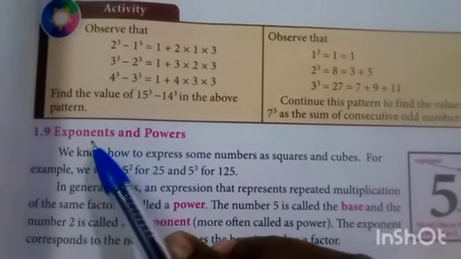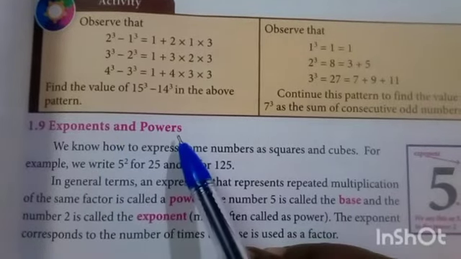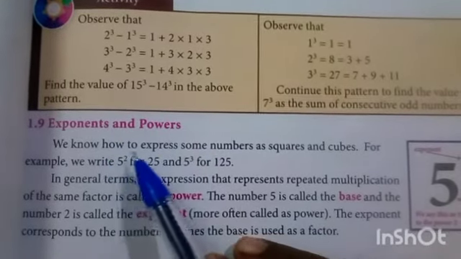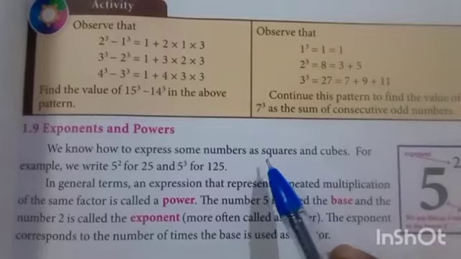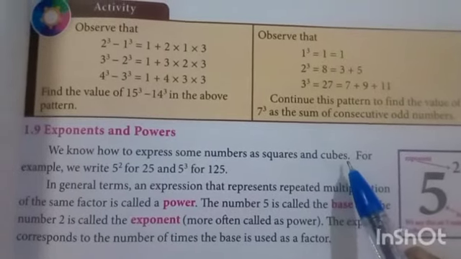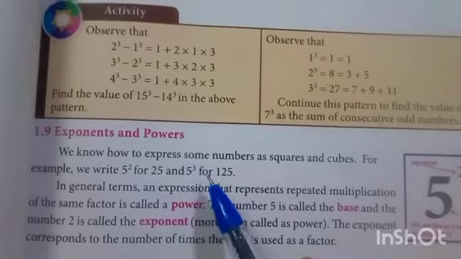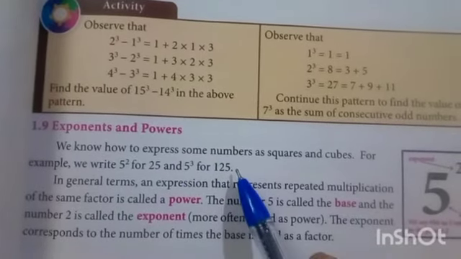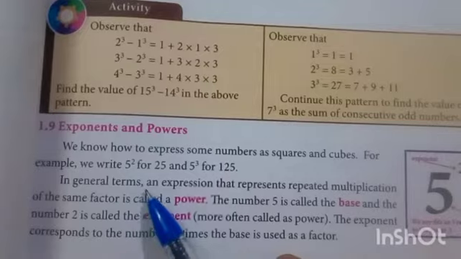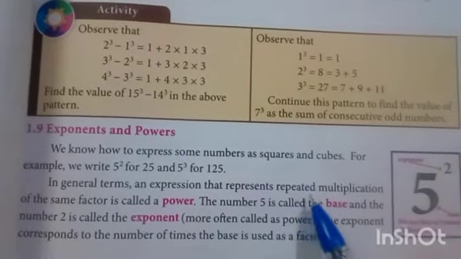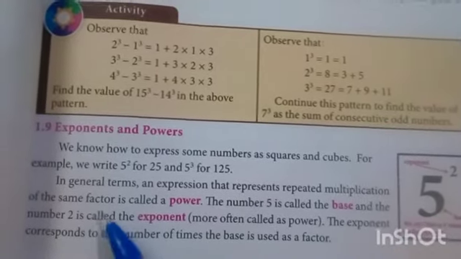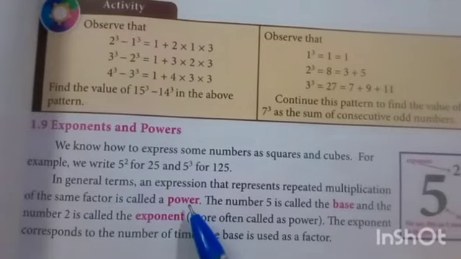Students, now you are going to learn about exponents and powers. We know how to express some numbers as squares and cubes. For example, we write 5 square for 25 and 5 cube for 125. In general terms, an expression that represents repeated multiplication of the same factor is called a power.